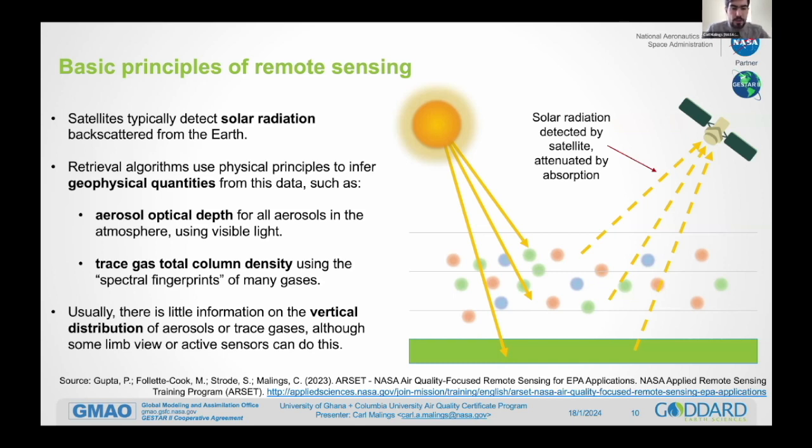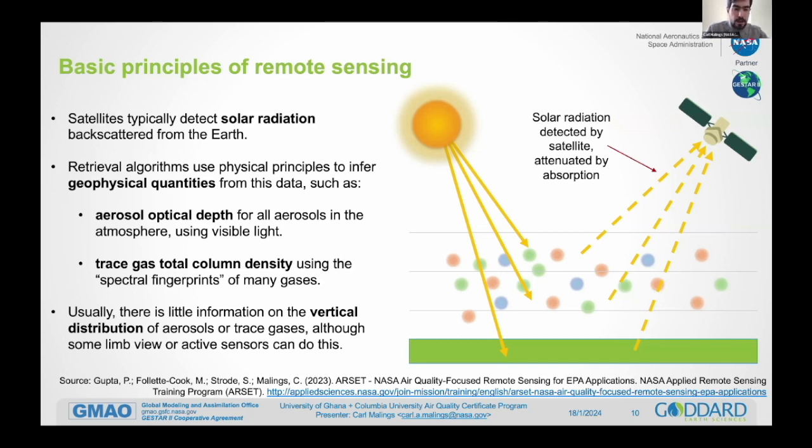Some common geophysical quantities relevant for air quality, which I'll be talking about today, are aerosol optical depth, which is basically a measurement of the total amount of light being blocked or otherwise prevented from passing through the atmosphere by aerosols or airborne particles in the atmosphere.